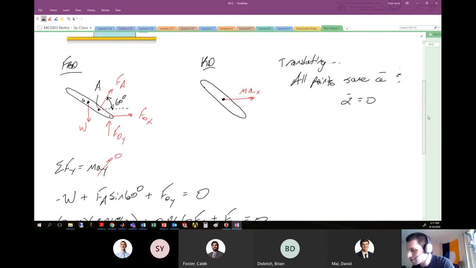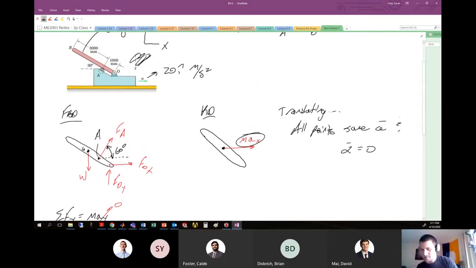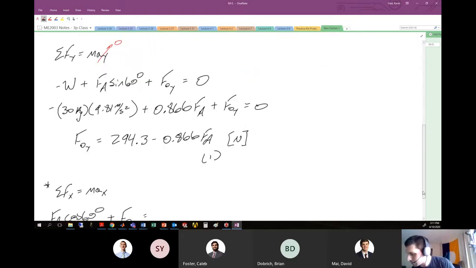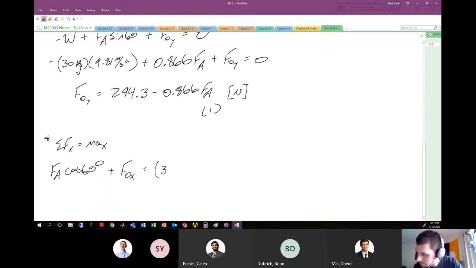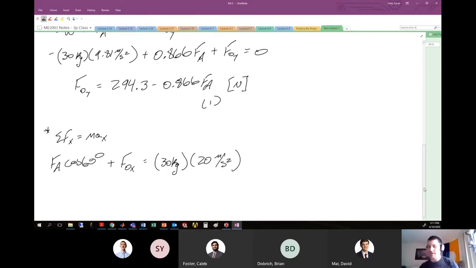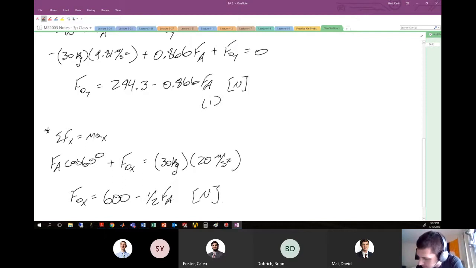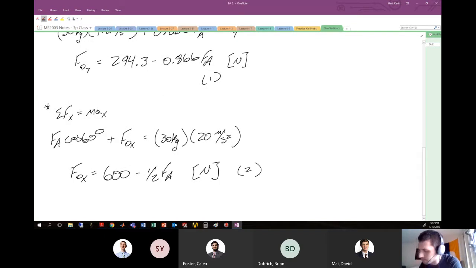All right, so again, the mass of this object, 30 kilograms, and the acceleration, we do have some components in x, so this on the right-hand side will be equal to 30 kilograms times the acceleration to the right, which is 20 meters per second squared. All right, again, 1 equation, 2 unknowns, so got to manipulate again. So I'll solve for FOX. This will leave me with FOX equal to 600 minus 1/2 of the force at A newtons. All right, and let's call this equation number 2.